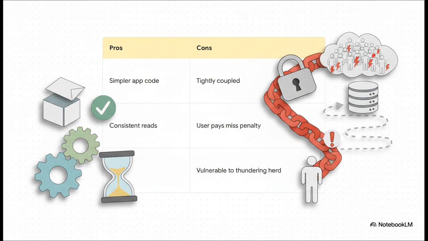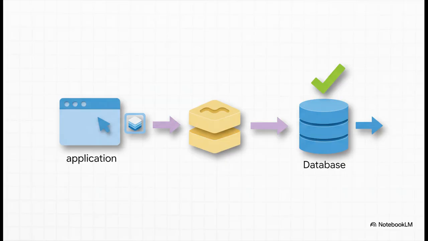The biggest pro here is obviously cleaner application code. But the trade-off is that your cache is now tightly coupled to your database. And that very first user who asks for a missing key, they're the one who pays the price, waiting for that whole database trip. Even worse, if a really popular item expires, you can get what's called a thundering herd, where hundreds of requests all hit the cache at once, and they all trigger their own separate, expensive call to the database. Not good. Okay, next tool in the box, write-through.